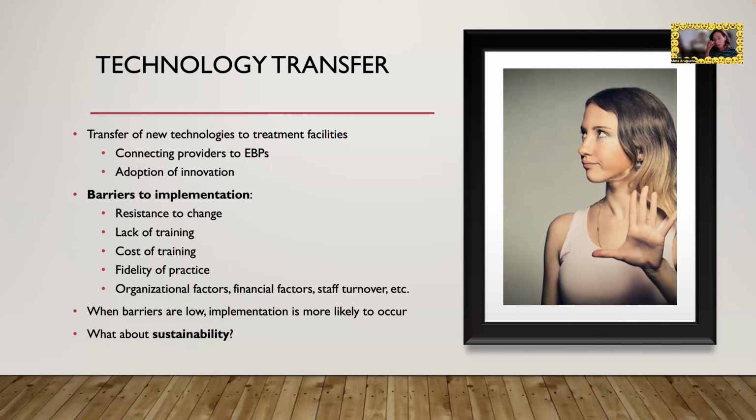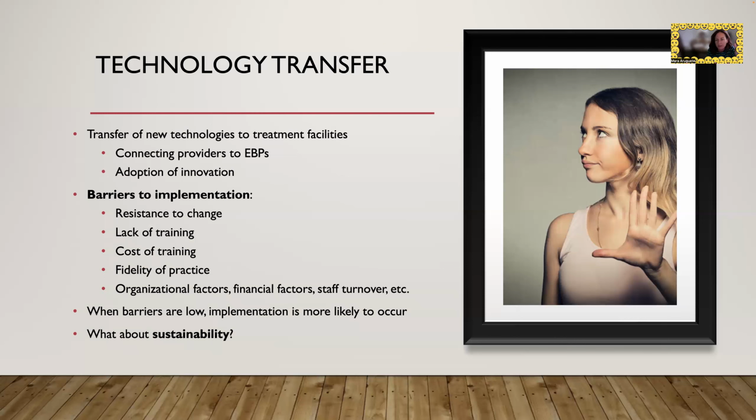And part of the problem with changing what people are doing is that you also have to train them to do something else. So if you're going to adopt a new treatment that's been shown to be effective in the literature, now you got to train all these people on that treatment. That's got a cost behind it. And then you got to make sure that they're doing it right. That's what we call fidelity of practice.